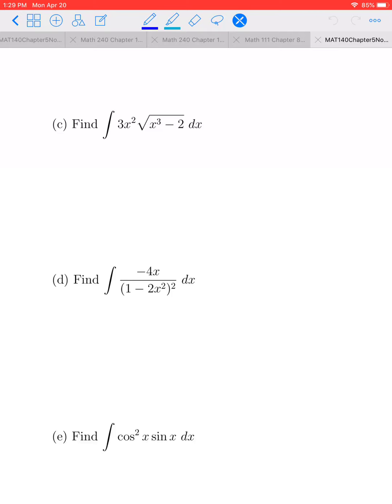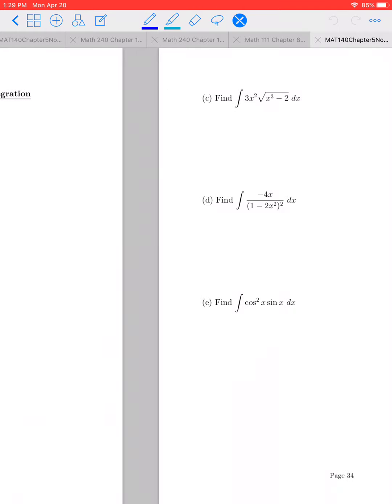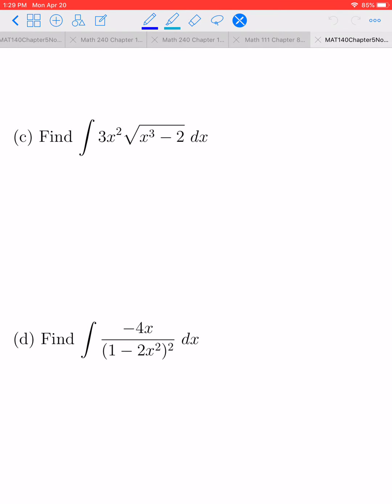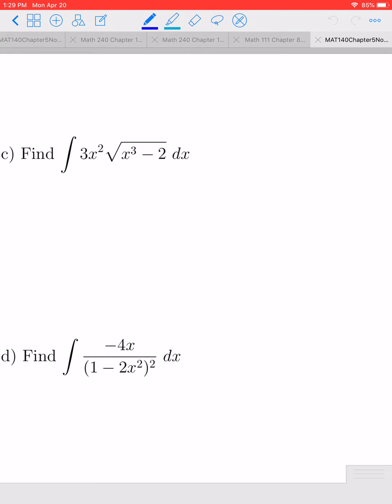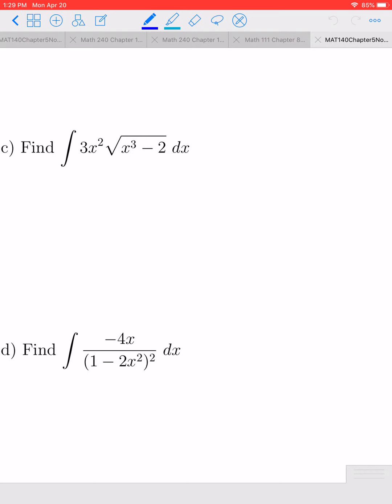Let's finish this example 7 that we were working on. This is going to be part C. We want to find the antiderivative of 3x squared times the square root of x cubed minus 2 dx. A good suggestion here would be let u be the part under the radical. Let u be x cubed minus 2.